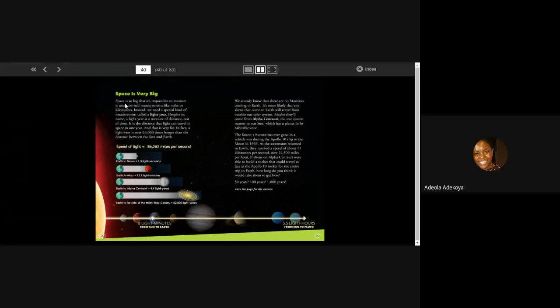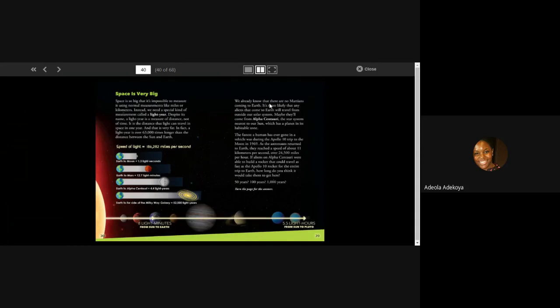Space is very big. Space is so big that it's impossible to measure with normal measurements like miles or kilometers. Instead, we need a special kind of measurement called light years. Despite its name, light year is a measure of distance and not of time. It is the distance that light travels in space in 1 year. And it is very far. In fact, the light year is over 63,000 times longer than the distance from the Sun to Earth.